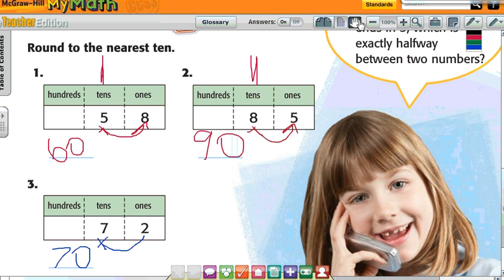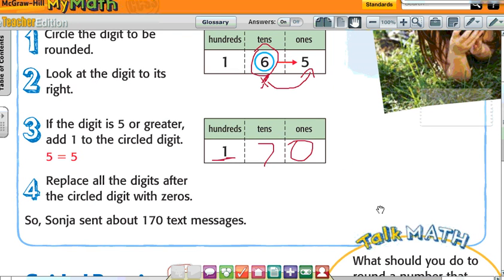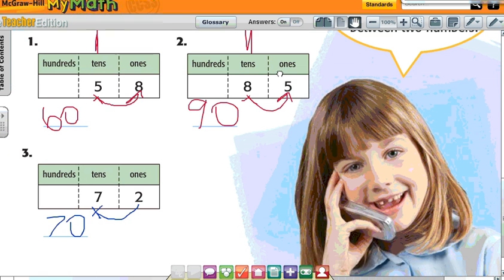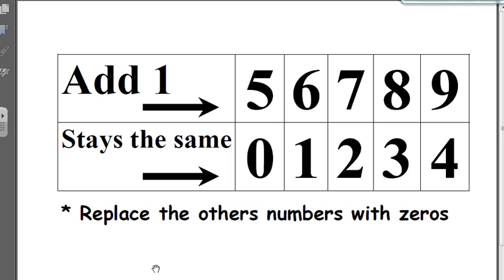Look what it tells you to do. Replace all the digits after the circle digit with 0s. And look what it says at the bottom. Replace the other digits with 0s. So if I'm rounding to the nearest tens, the numbers on the right in the 1 place, I change that one to 0.